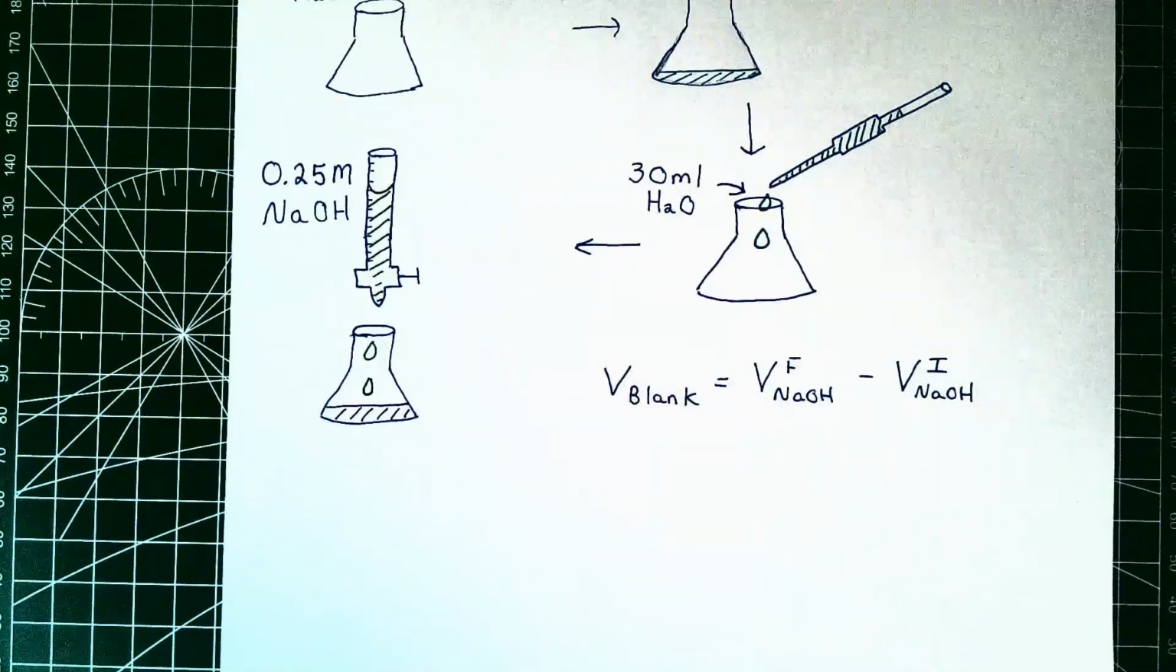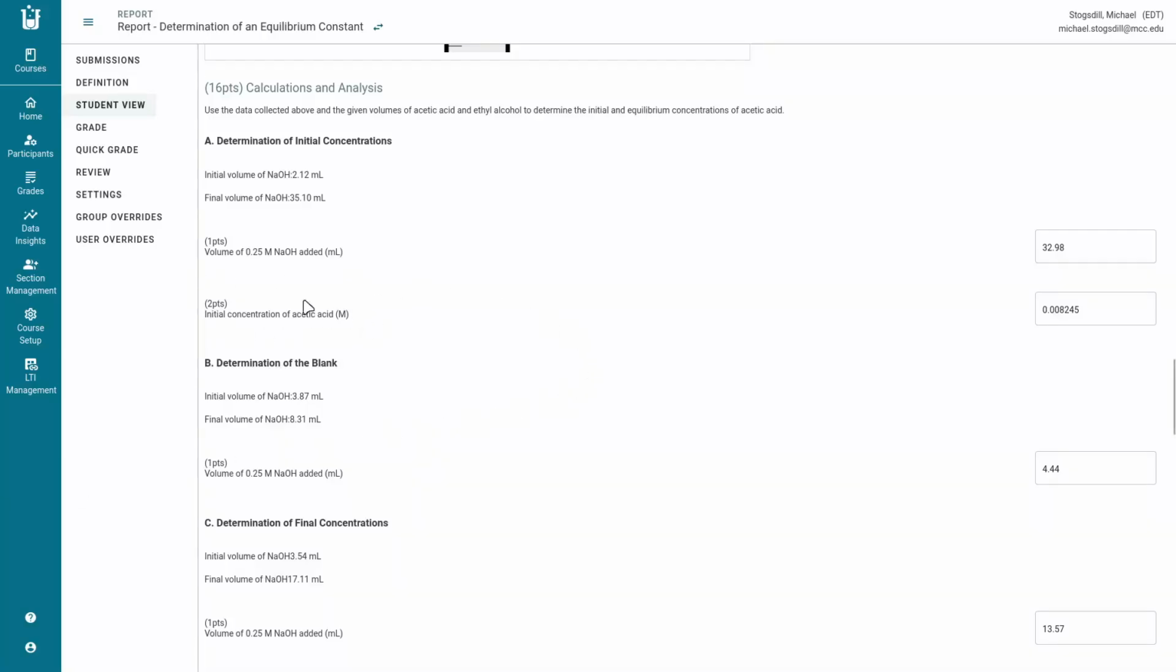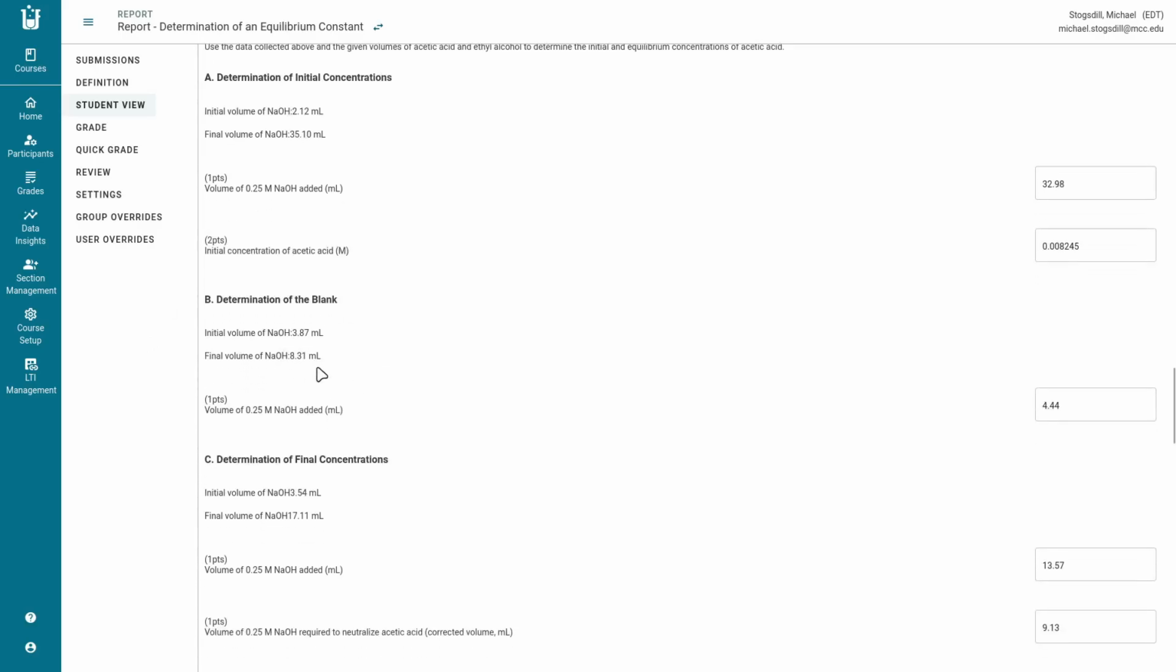If we go back to our report, we would have entered the concentration of acetic acid here that we found in that first step, and then here we have our new volume readings for the blank, and we can calculate the volume of the blank and enter that here.